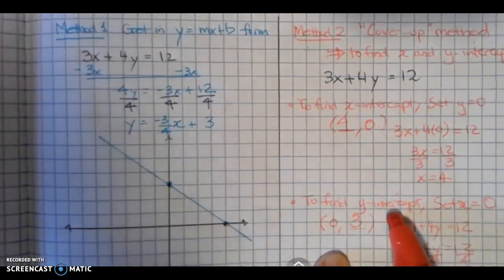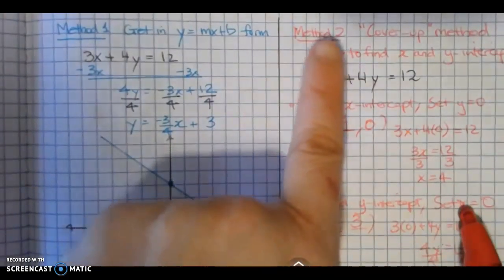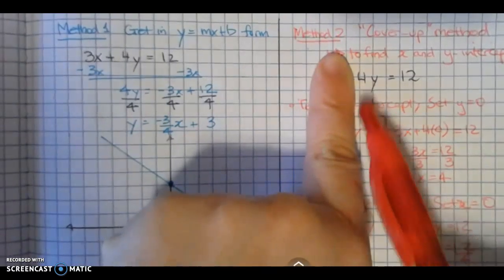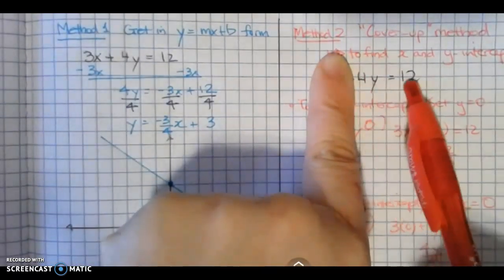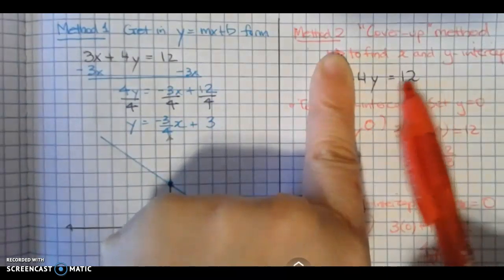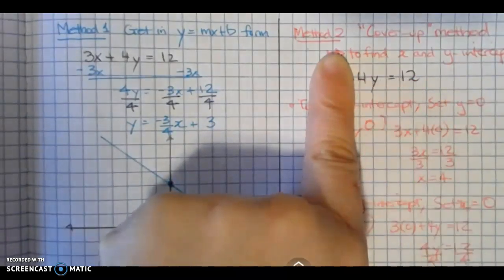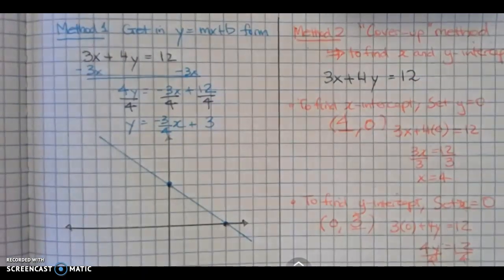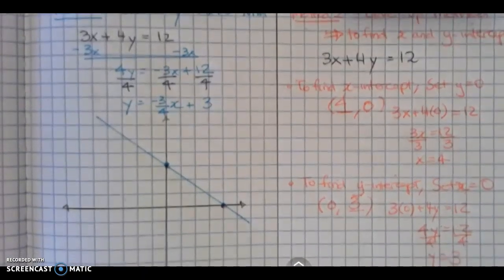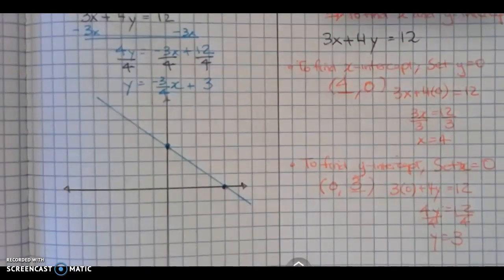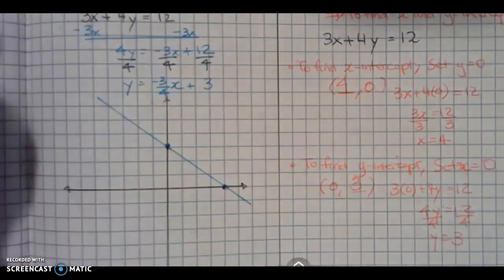To find the y-intercept, we set x to be 0. That means we cover up the x value and you are left with 4y is equal to 12. Then you divide both sides by 4 and you get y is 3. So this is the faster method of doing things than just converting it. Okay, so let's see if we can do another problem.